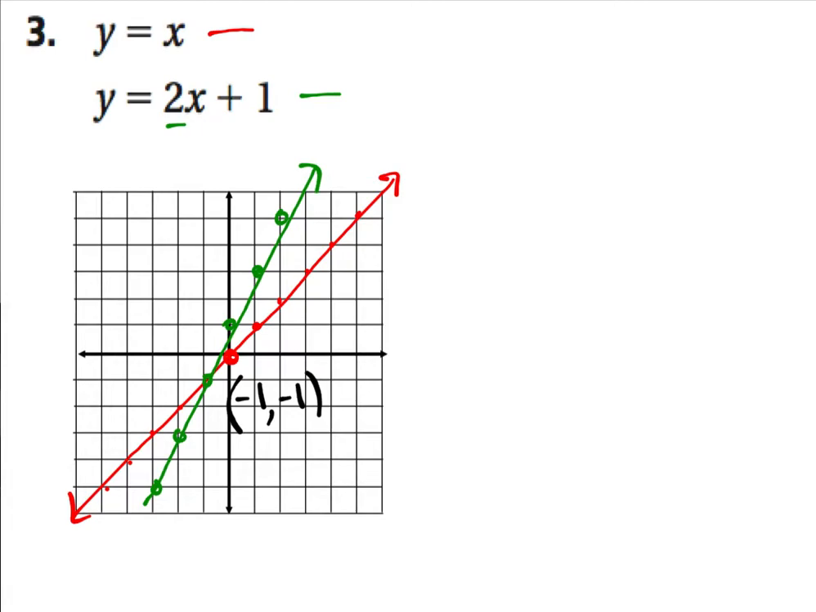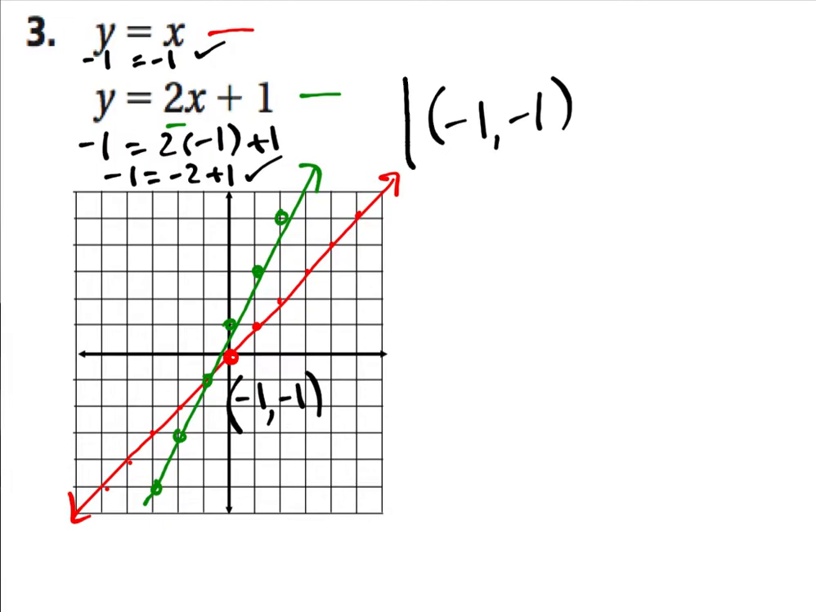So double checking to see that that works. Negative 1 equals negative 1. That's true. Negative 1 equals 2 times negative 1 plus 1. That's negative 1 equals negative 2 plus 1, which is true. So the solution is negative 1, negative 1.